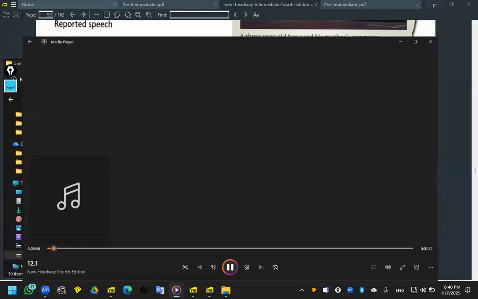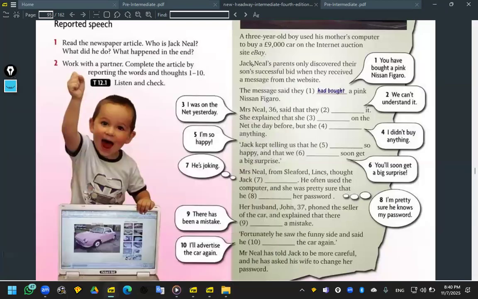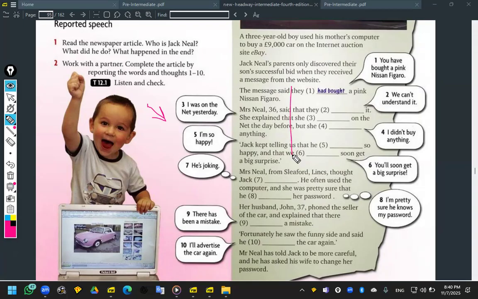Unit 12, Tape Script 12.1. I read it in the papers. Look, Mum, I've bought a car on eBay for £9,000. A 3-year-old boy used his mother's computer to buy a £9,000 car on the internet auction site eBay. Jack Neal's parents only discovered their son's successful bid when they received a message from the website. The message said they had bought a pink Nissan Figaro.